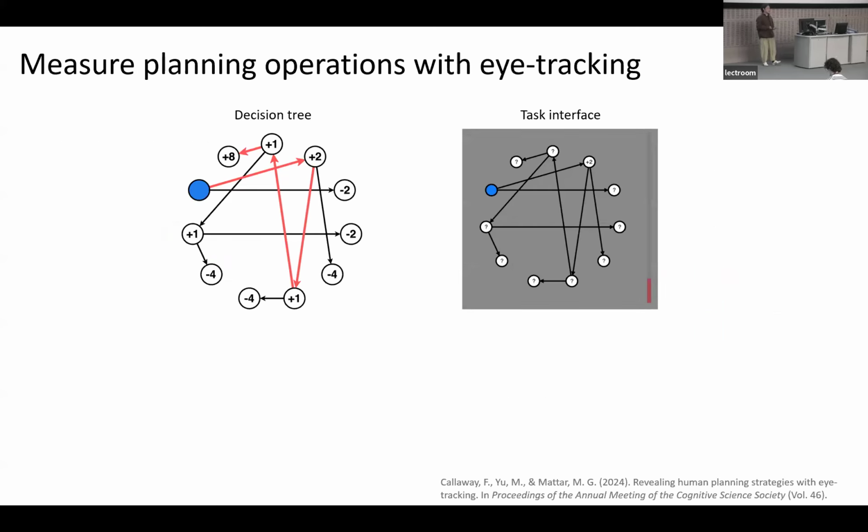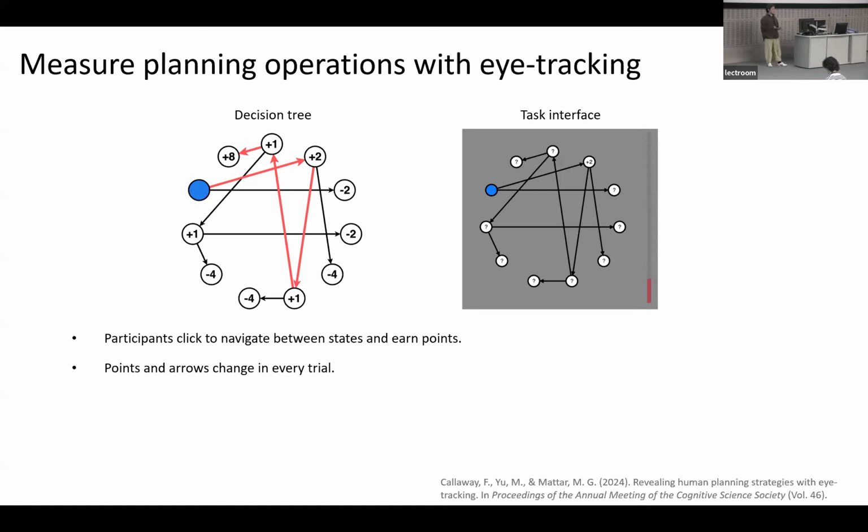So we use an eye-tracking planning task developed in our lab. In this task, participants are shown a decision tree with 11 nodes arranged on a circle. The blue node here is the starting state, arrows represent transitions, and each node is associated with a point indicating the reward of getting there. Participants move their mouse and click to navigate between states, and their goal is to maximize cumulative reward.